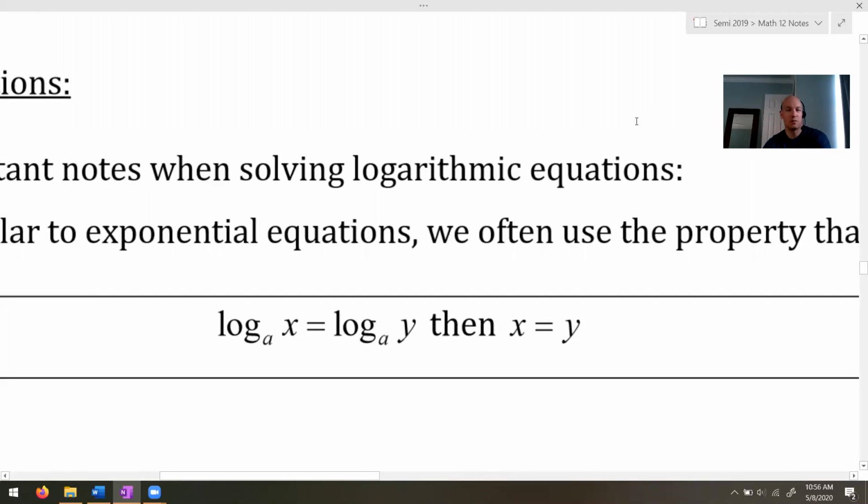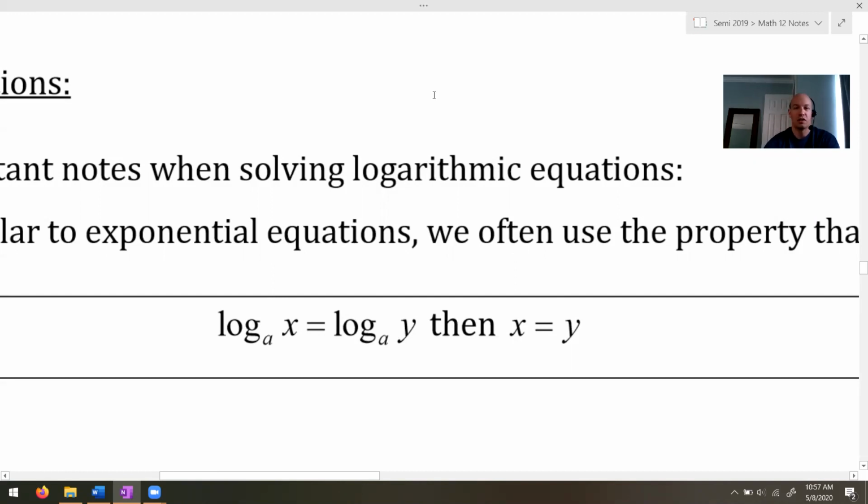So this should seem like a very familiar property because this reminds us a lot of the exponential equation property, where if you get two things that have the same base, then you can equate the two exponents to each other. So this says that if we're taking the same base logarithm of both x and y, then we can ignore the logarithms and say x is equal to y. This is a pretty easy to use formula, and if we can get our logarithmic equations looking like this, then we can always drop the logarithms.